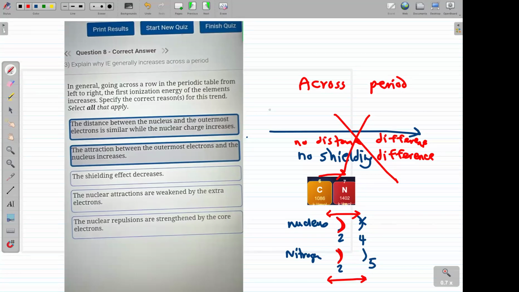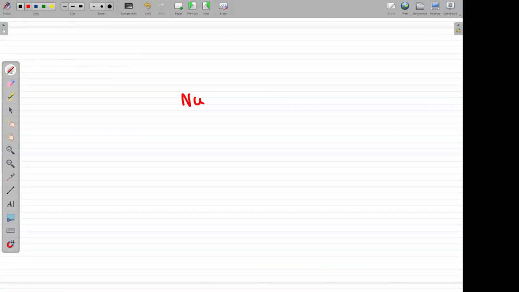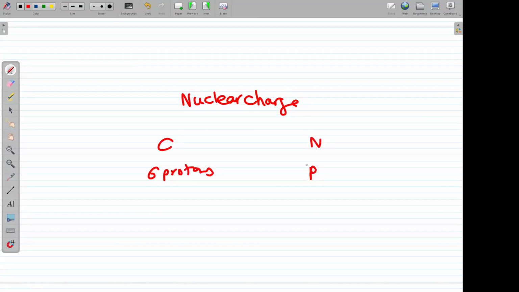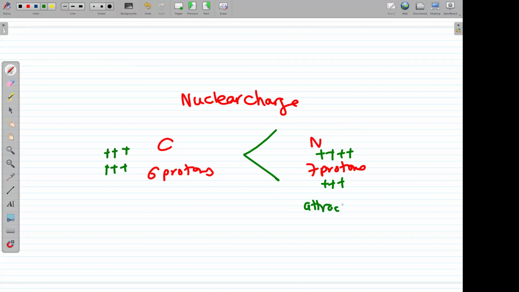What is the only factor that causes the ionization energy to decrease or increase? The nuclear charge, the number of protons. The carbon has 6 protons and the nitrogen has 7 protons. Which one attracts the electron more? This one. It has 7 protons. 7 protons are much stronger in attracting the electron than the carbon, with only 6. This causes the attraction to be more.